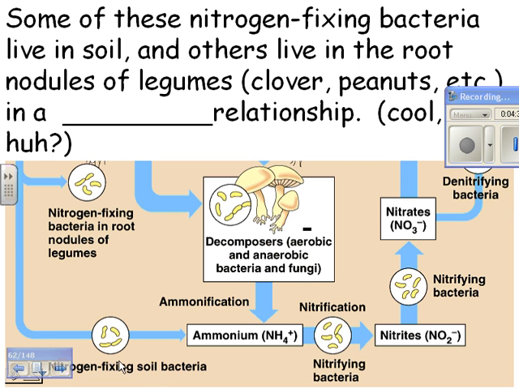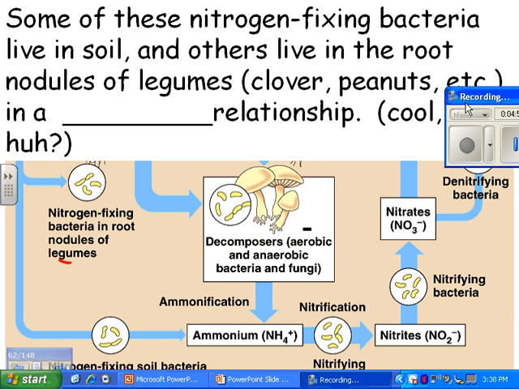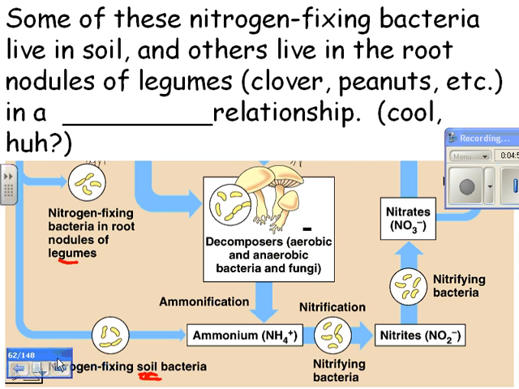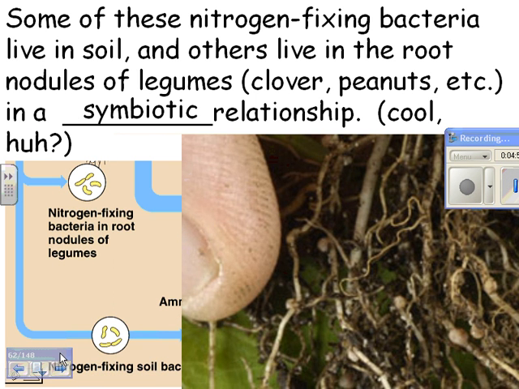And so these nitrogen-fixing bacteria can either just live in the soil freely, or they can live in the root nodules of certain plants, legumes. So some of these nitrogen-fixing bacteria live in free soil, and others live in root nodules of legumes. Those are things like clover and peanuts. And they live in a symbiotic relationship.